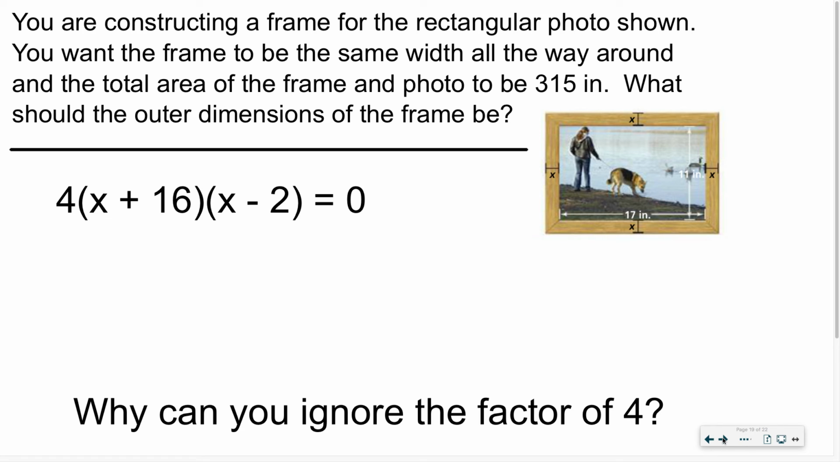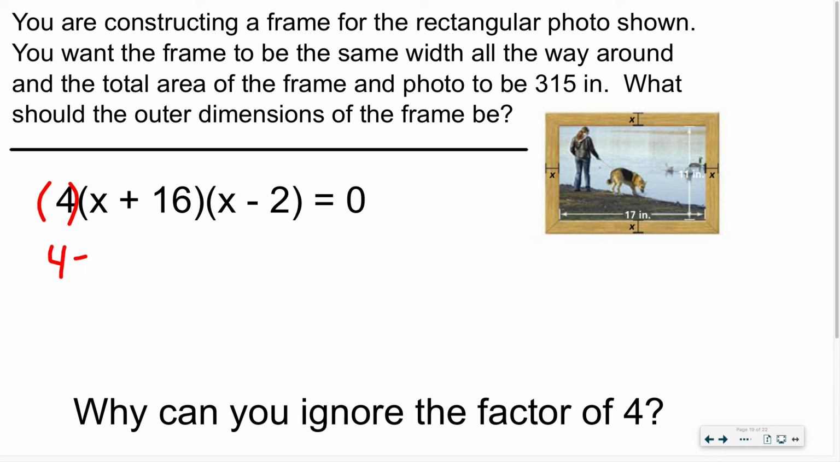When I multiply numbers together and I get 0, that means one or both, or however many numbers I multiply, would need to be 0. So here I'm actually multiplying 3 terms. I'm multiplying a 4 times an x plus 16 times an x minus 2, and that equals 0. Do I need to set every single term there equal to 0?